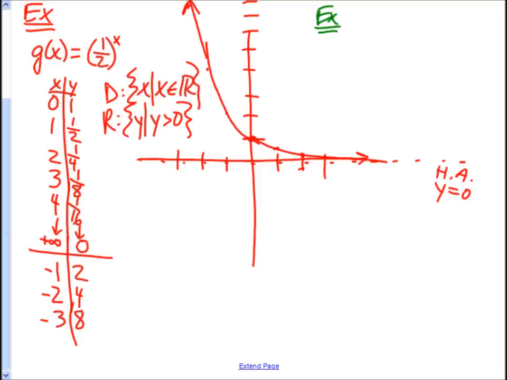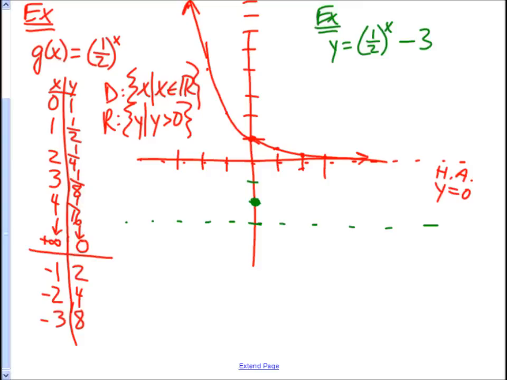Let's shift this down 3. So we'll take the original function and shift it down 3, so you put a -3 there. That means the horizontal asymptote has been shifted down 3, right? That 0, 1 has been shifted down 1, 2, 3 right there. That 1 comma 1/2, that's down 3.